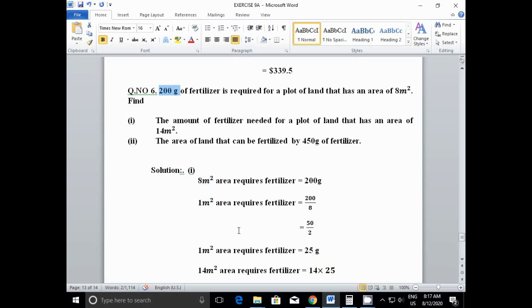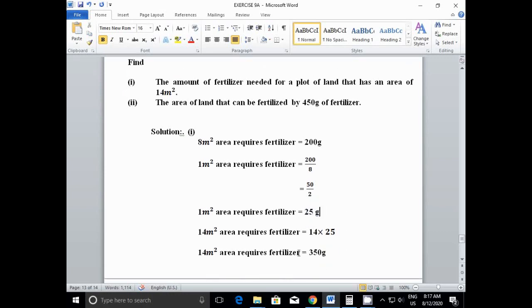After calculating this quantity 25 gram, now we can find the amount of fertilizer required for 14 meter square. So 14 meter square area requires fertilizer 14 times 25. If we multiply 14 by 25, we get 350 gram, which is the amount of fertilizer required for 14 meter square area.